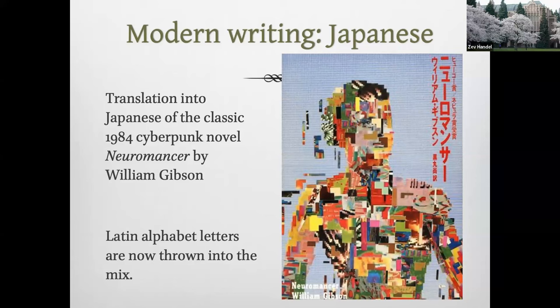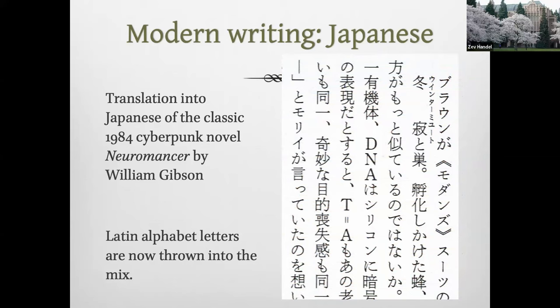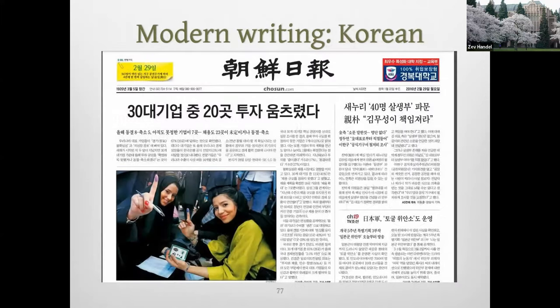So I have a page from the classic cyberpunk novel, Neuromancer. And what you'll see here is all kinds of things that are written in the Roman alphabet, as well as all these historically derived Chinese characters.